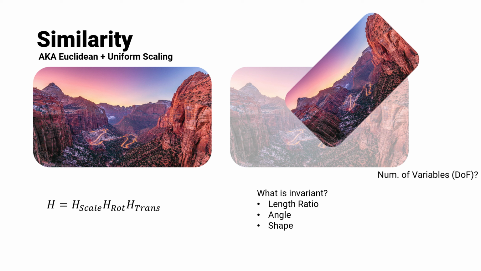How many degrees of freedom? You can add up the degrees of freedom for all of them. It's 4 because we have 1 for scale because it's uniform scaling. We have 1 for rotation, that's 2. And we have 2 more for translation, which is 4. And how many point pairs? Fairly simple, it's 2.